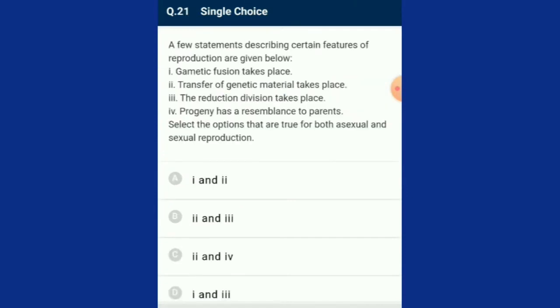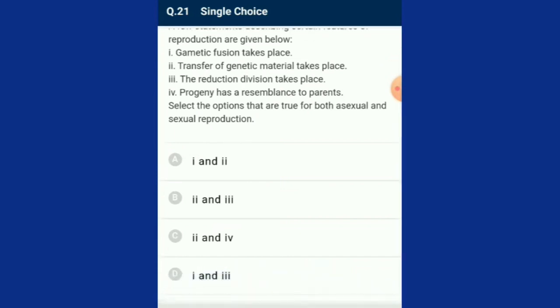Question number 21. A few statements describing certain features of reproduction are given below. In both asexual and sexual reproduction, there is a transfer of genetic material. In asexual reproduction, the progeny has an exact resemblance with parents, and in sexual reproduction, the progeny has some resemblance with parents. So the answer for this question is option C. From the given statements, the options that are true for both asexual and sexual reproduction are the second and fourth statements.